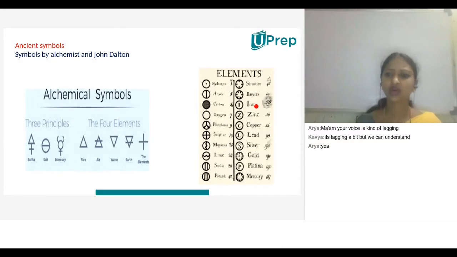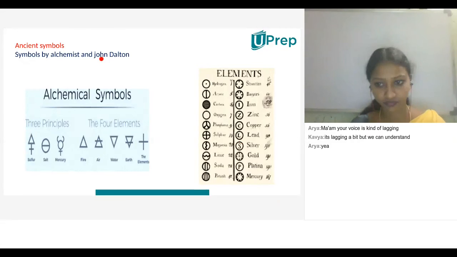Okay, elements. These were given by the alchemists, but characterizing all the elements present at that time into only four categories is not clear and not correct. So this pictorial representation of symbols was further taken up by a few more scientists.